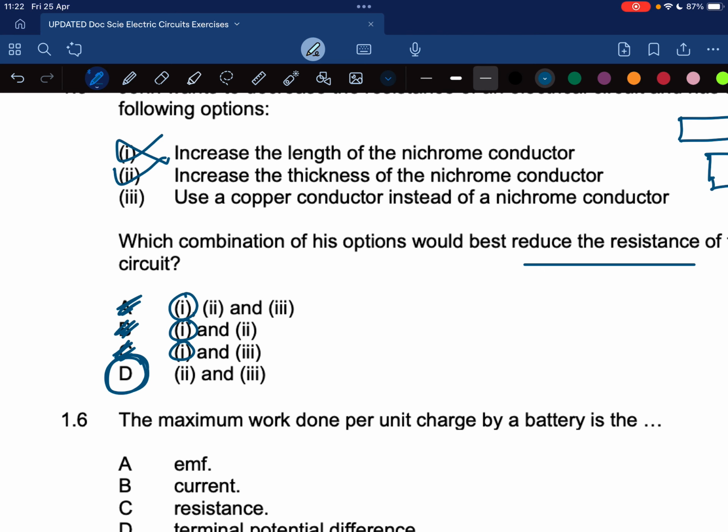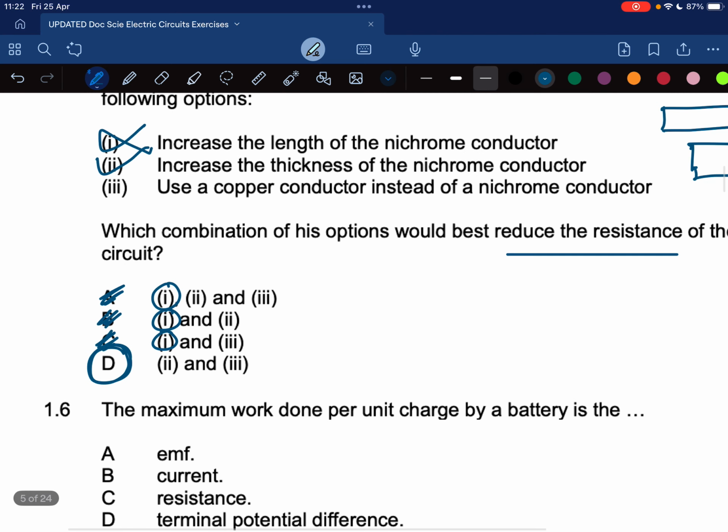Okay, so just take note of that, that even if you didn't know, right, there's only one possible option because all of the rest have 1, and 1 is definitely wrong.